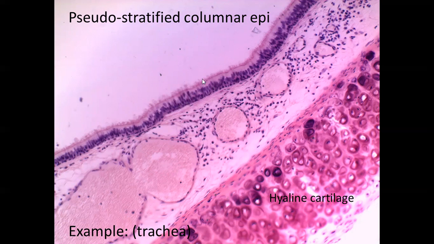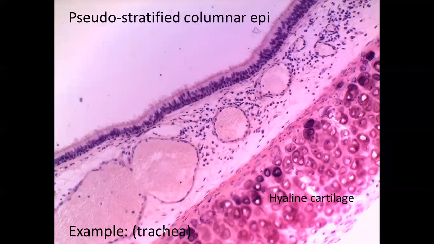This is the cilia, and this is the hyaline cartilage of the trachea, which I will explain later. We have a lecture about the types of cartilage, this hyaline cartilage. This section is taken from the trachea.